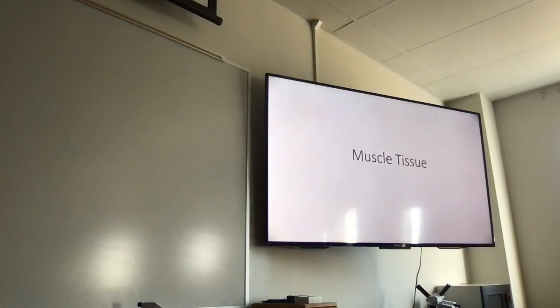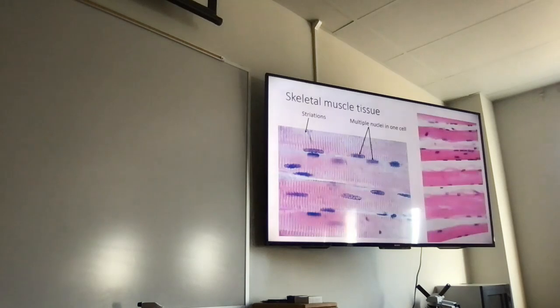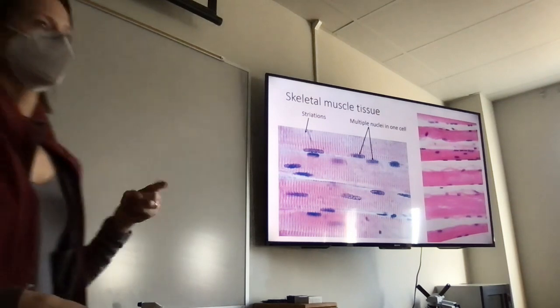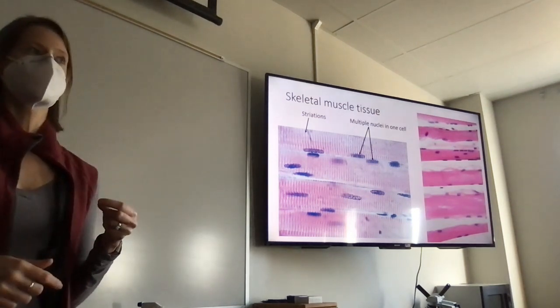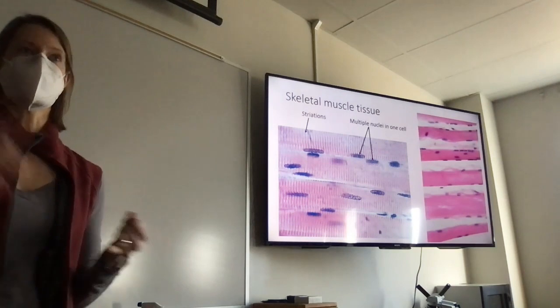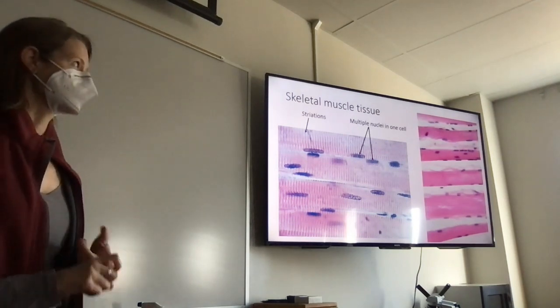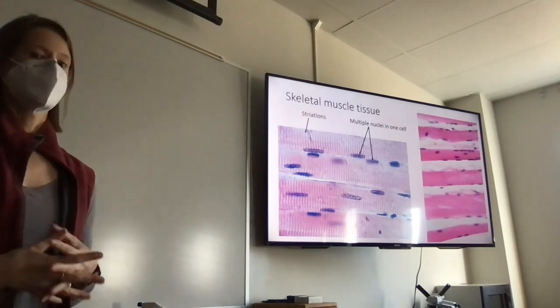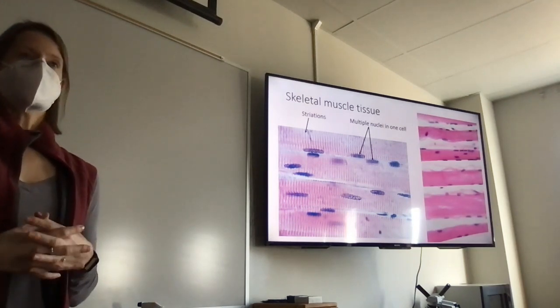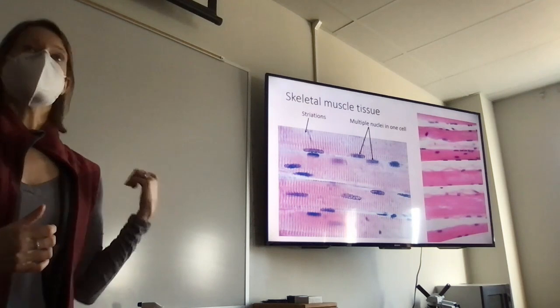All right, muscle tissue. There's 3 kinds of muscle tissue and then just 1 kind of nervous tissue, so we are almost done. This type of muscle tissue, skeletal muscle tissue, skeletal muscles are the muscles that you think of when you think of muscles. Your biceps, your triceps, your pectorals, your hamstrings, all of those muscles are your skeletal muscles. So this is the tissue that makes those up.